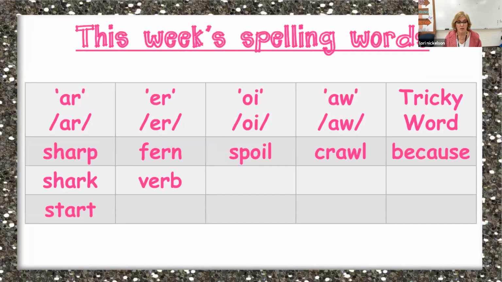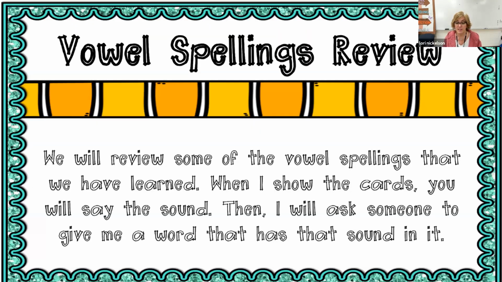This week's spelling words: the R sound, as in sharp, shark, and start. We have the sound as in fern and verb. We also have the oi sound, like in spoil. We have the aw sound, as in crawl. And our tricky word is because. Now those are a little harder, so you're going to have to study a little bit harder this week, okay, friends? And there is a letter that's going home with those.